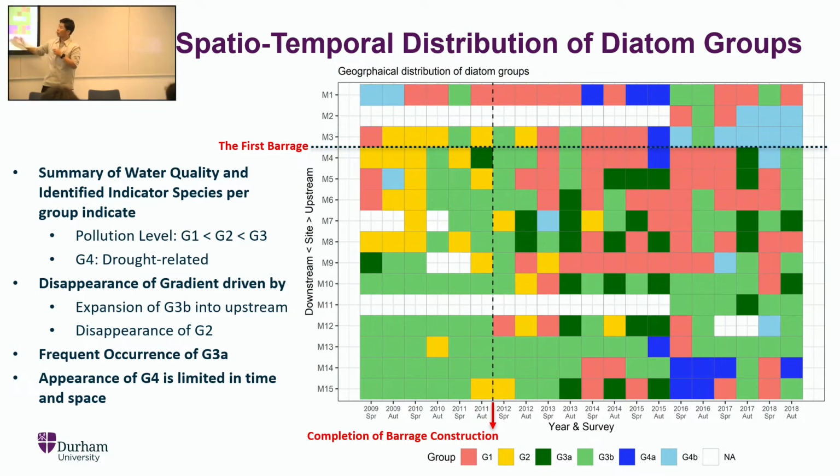So as you can see, in 2009 there is a clear downward environmental gradient from the least polluted to the most polluted water quality. However, this kind of downward gradient is interrupted by the expansion of G3b, which was mostly found only in the downstream area, but has now expanded to the upstream area. Another feature we can see is the more frequent occurrence of G3a. G3a is the dark green color in the graph, and it was very rarely observed before the construction. So this is also a result of the barrage construction.